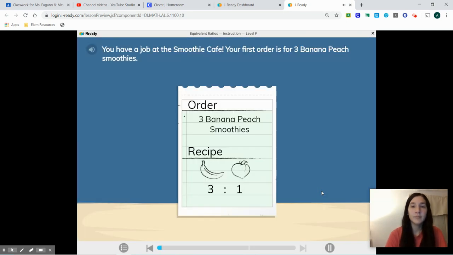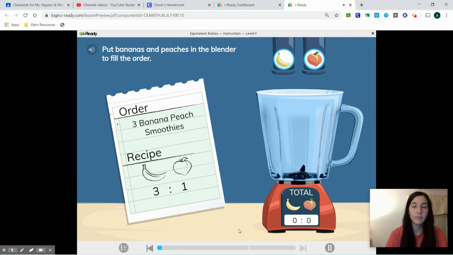You have a job at the Smoothie Cafe. Your first order is for 3 banana peach smoothies. Put bananas and peaches in the blender to fill the order. Okay, so one smoothie usually takes 3 bananas and 1 peach.